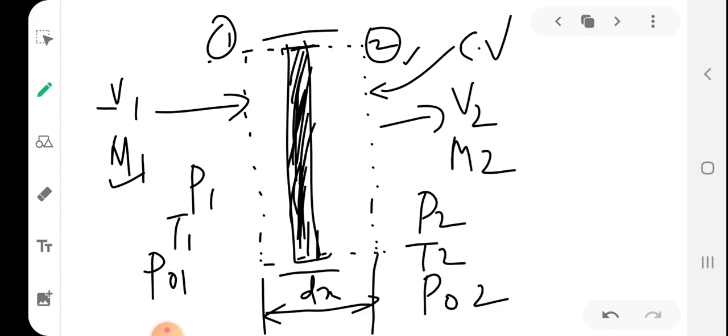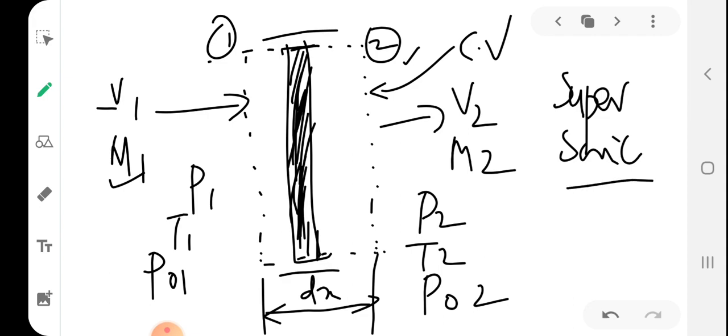So students, this is a stationary normal shock wave. Normally taking place in what kind of stream? Supersonic stream. So normal shock always takes place in a supersonic stream. This particular figure shows the control volume, illustrating the stationary normal shock wave. The control volume considered here is of infinitesimal length. It encloses the stationary shock wave.